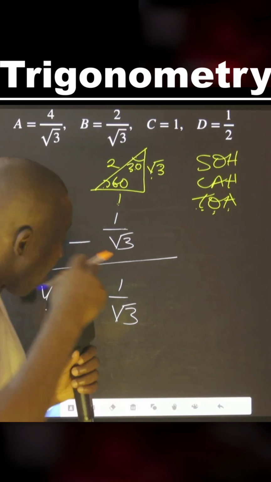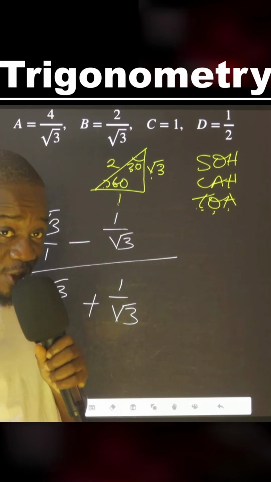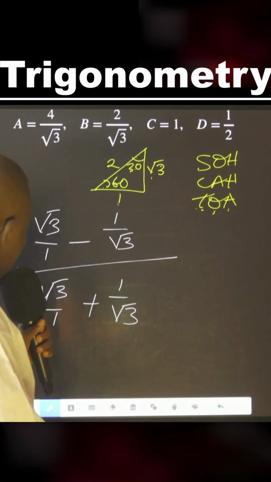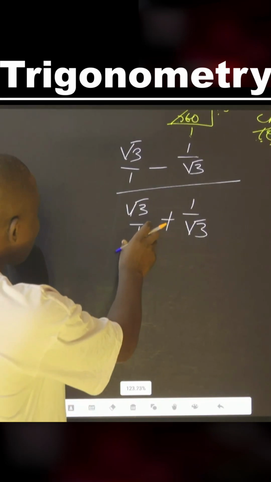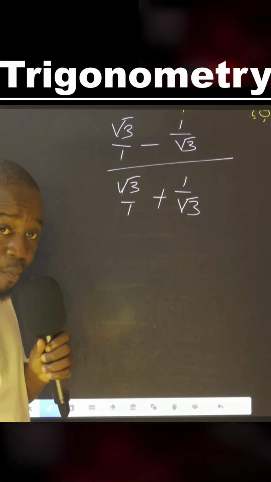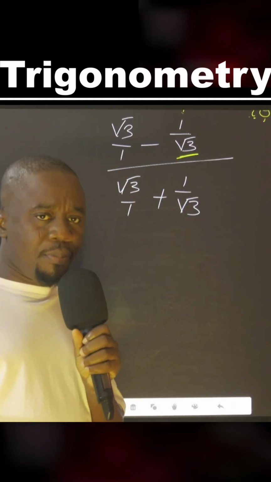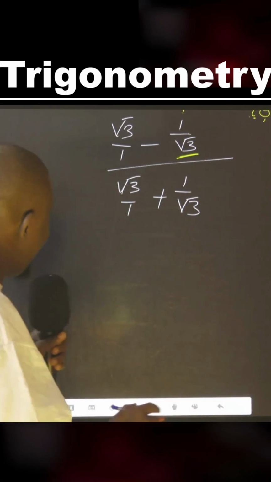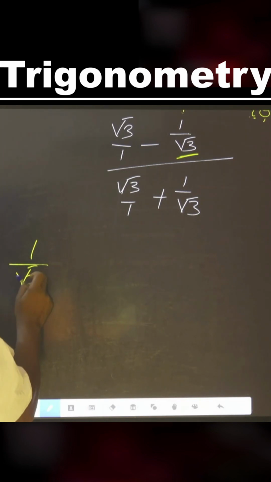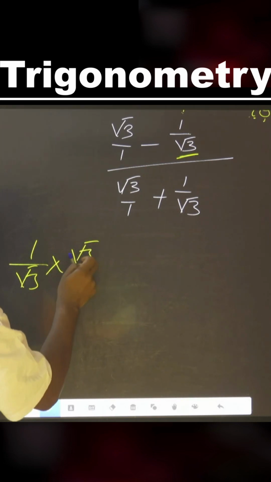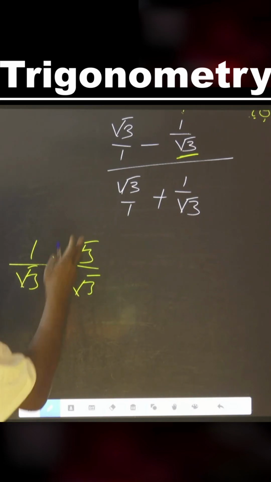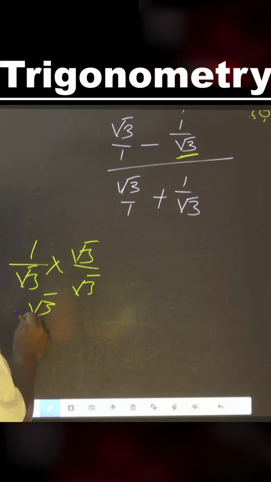All you need to do next now is to remember your surds. Knowledge of surds, because of the square root. If you don't know surds, I've treated surds in this class. Okay? So all we need to do now is to first of all work on the numerator. But with this now, we should stop and rationalize. Remember, you have 1 over the square root of 3. To rationalize, you multiply the numerator and the denominator by the same thing. You have square root of 3 over 3.